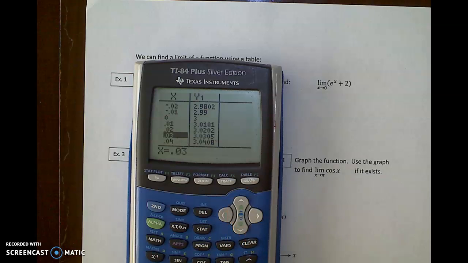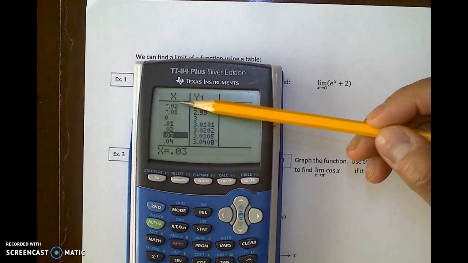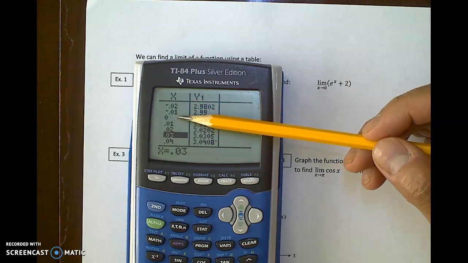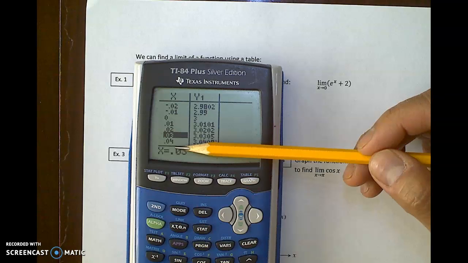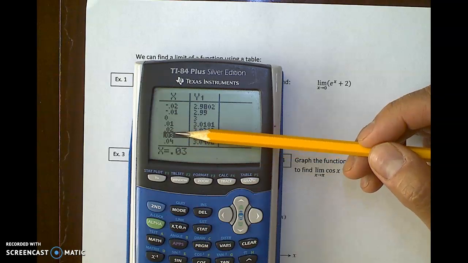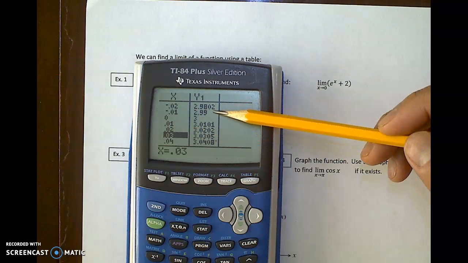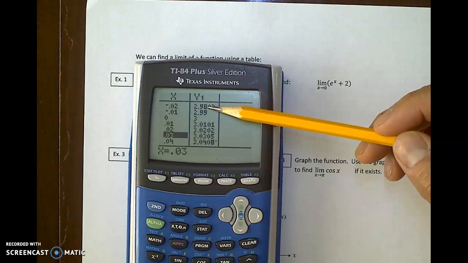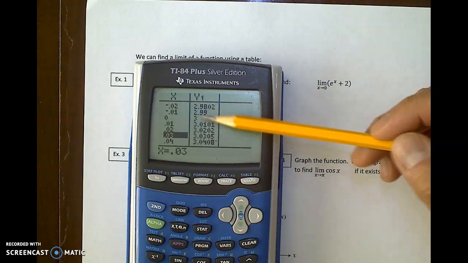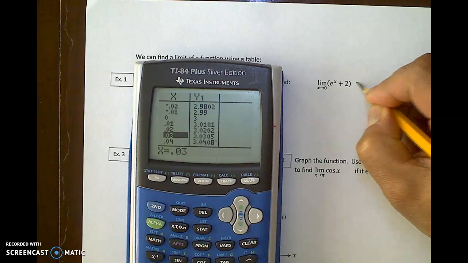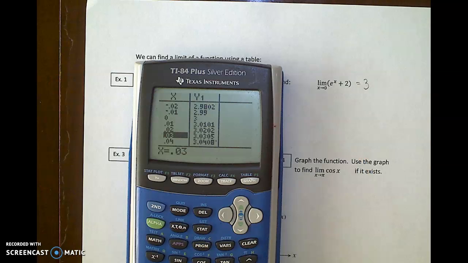So you see, as we approach the x value of 0 from the left, we came in from the left. Here, approaching an x value of 0 from the right. What is happening to our outputs of our function? Well, coming in from the left, coming in from the right, it is approaching a value of 3. So that's our limit. The limit of this function as x approaches 0 is 3.